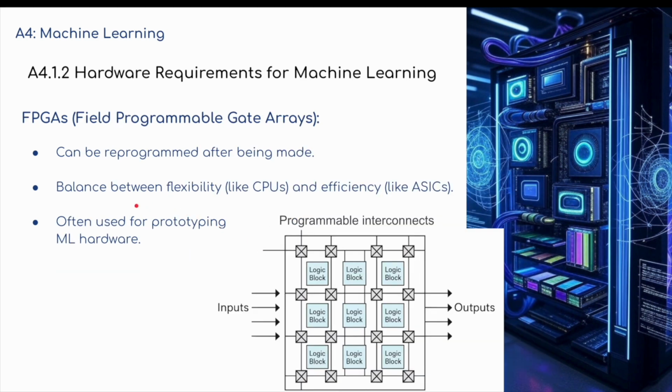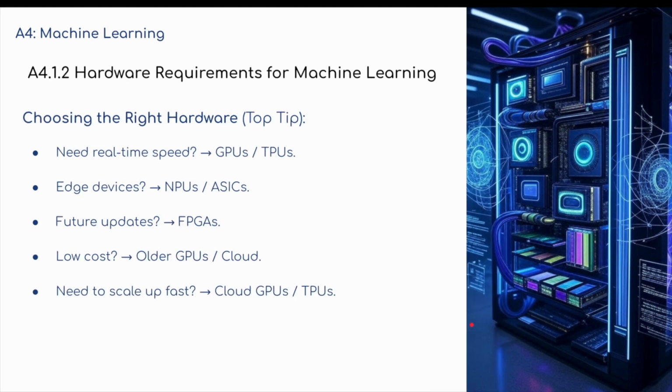Okay. And finally, we've got FPGAs, field programmable gate arrays. These can be reprogrammed after being made. They offer a balance between flexibility, like CPUs, and efficiency, like ASICs. They're often used for prototyping machine learning hardware. We've got the programmable interconnections here, basically like nodes going through a network. Lots of inputs, and then all controlled by these little logic blocks, and these then produce the final outputs.